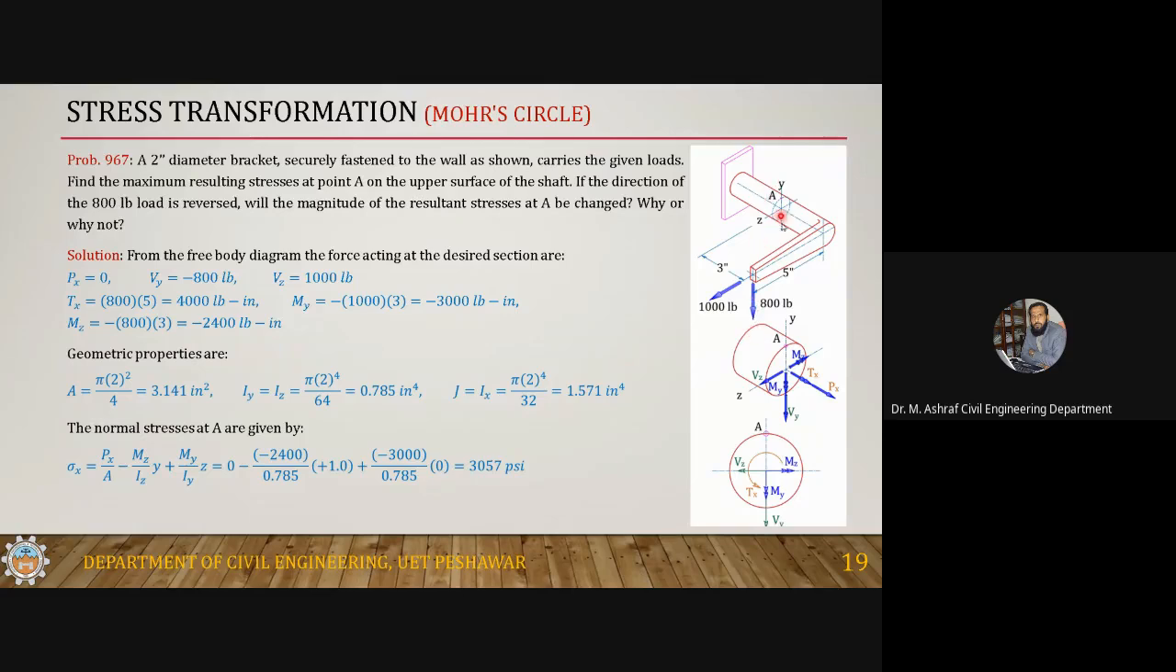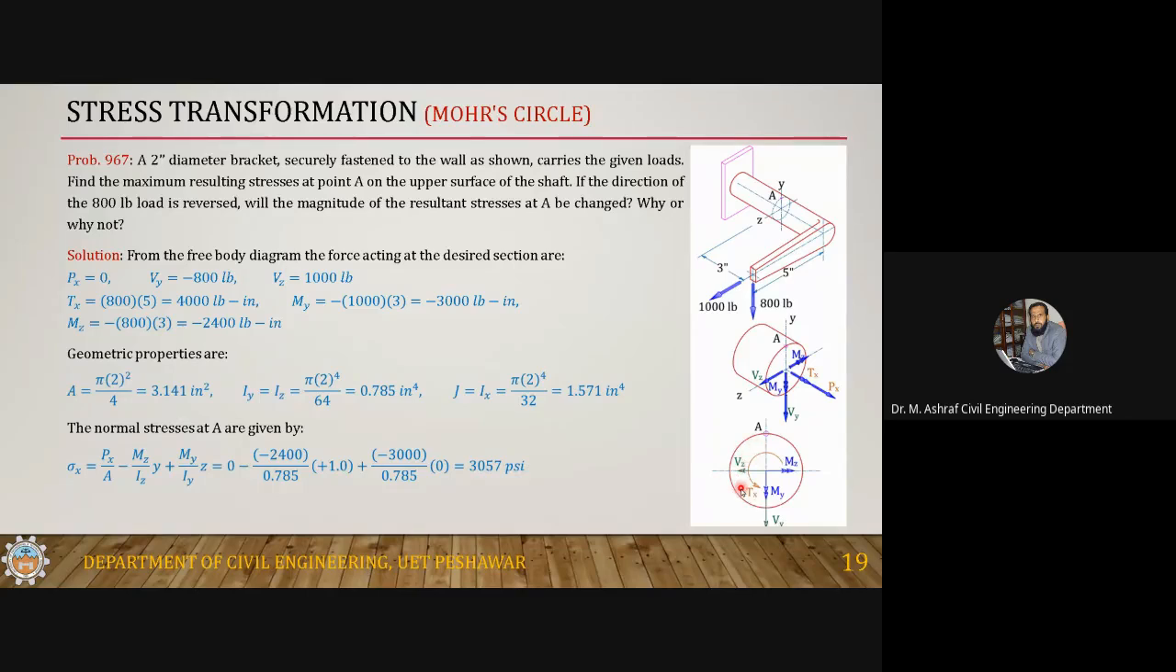My is the moment caused about the y-axis. This 1000 pound force is causing moment about the y-axis, so 1000 into 3 is 3000. Why am I writing this negative sign? If you rotate your fingers, this load will cause compression on this side and tension on this side. This is the compression face.